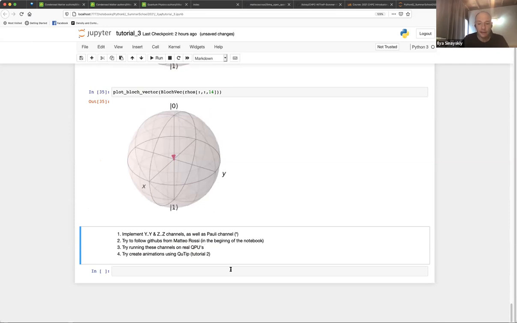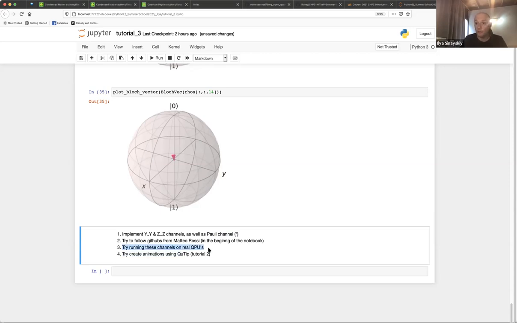And there are a few suggestions for what you can try by yourself. It's very simple: you can try to redo the XX channel as a YY and ZZ channel. That's relatively straightforward. Less straightforward is the Pauli channel. But again, in this GitHub material, which I suggest that you go through, there is an implementation of the Pauli channel, and the formula for the angles theta 1, theta 2, theta 3 is calculated. I suggest that you try to run it on real QPUs.